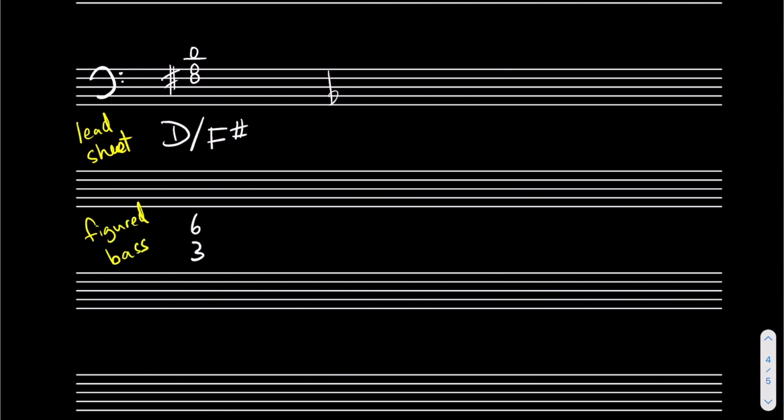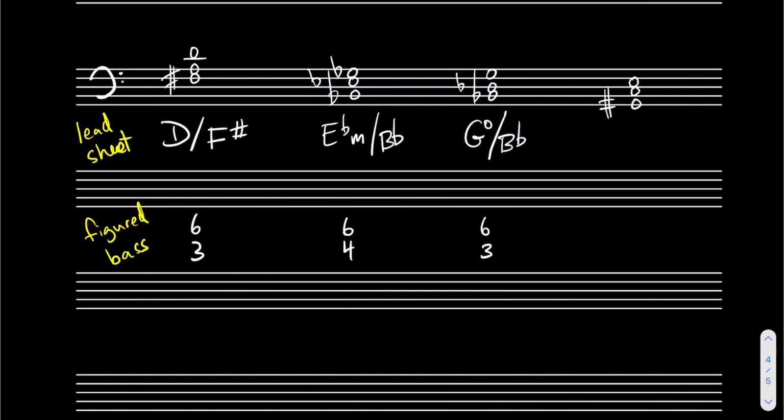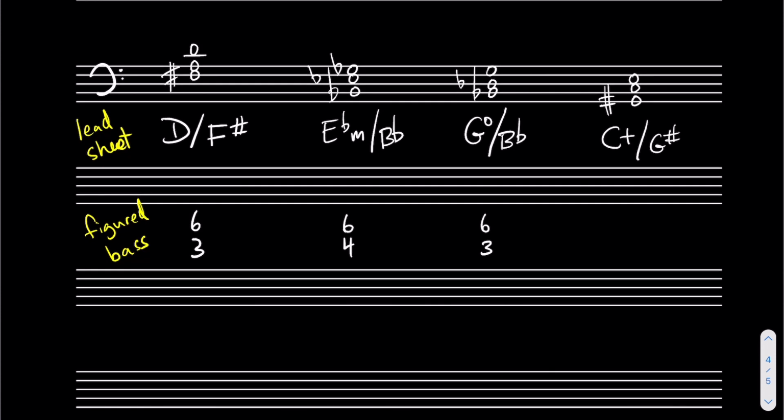Here are some more examples. A first inversion D major triad would be written as D/F sharp with the figured bass symbols 6, 3. A second inversion E flat minor triad would be written as E flat minor/B flat with the figures 6, 4. A first inversion G diminished triad would be written G diminished/B flat with the figures 6, 3. And a second inversion C augmented triad would be written C augmented/G sharp with the figures 6, 4.